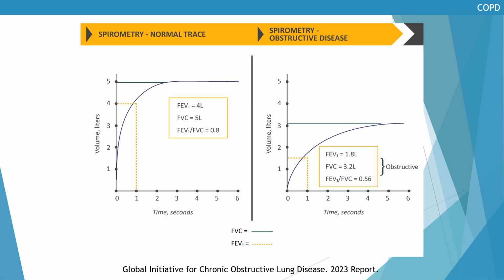to exhale a large amount of volume in the first second, and it also takes them much longer to reach their full capacity exhaled at about 4 or 5 seconds. As you can see as well, their total volume capacity is much smaller at 3.2 liters compared to the 5 liters of the normal spirometry.